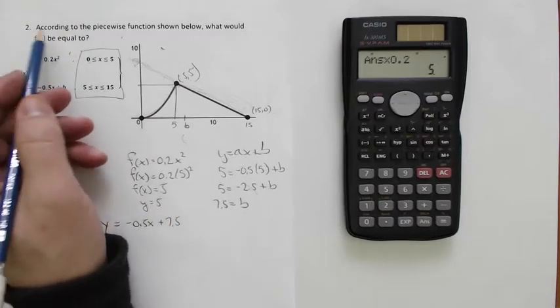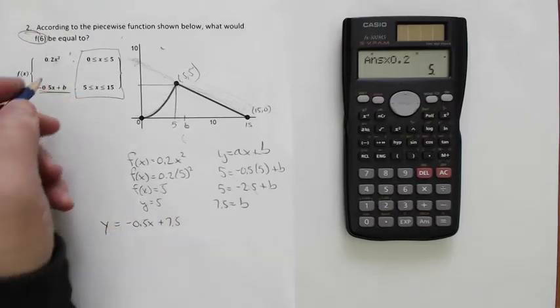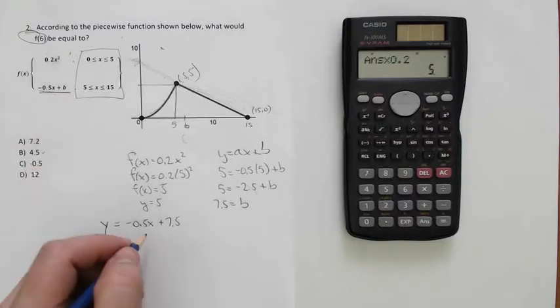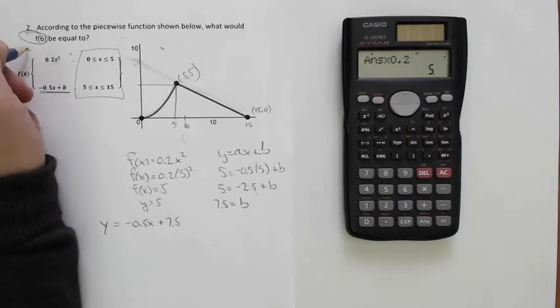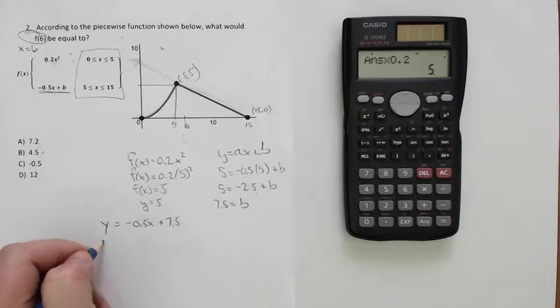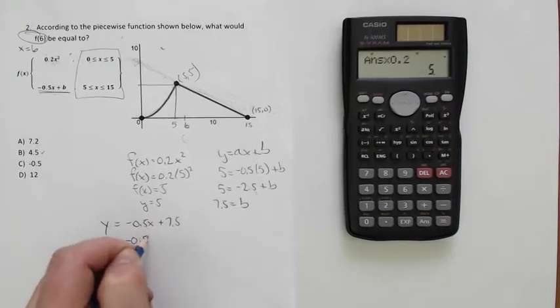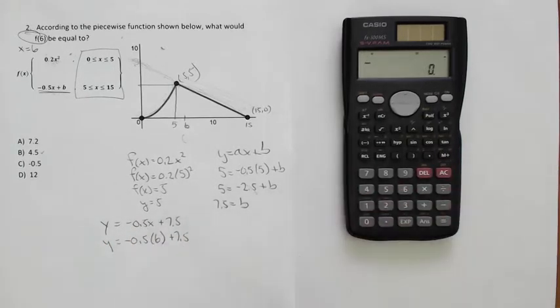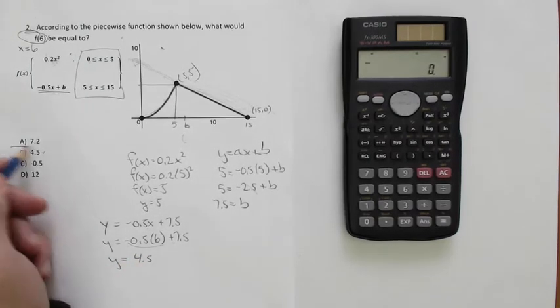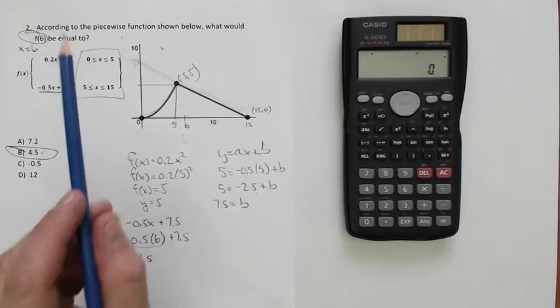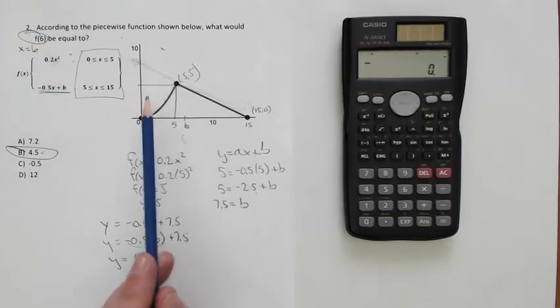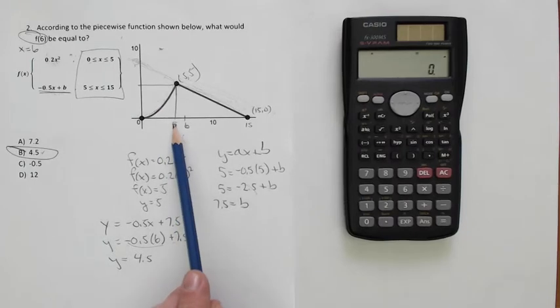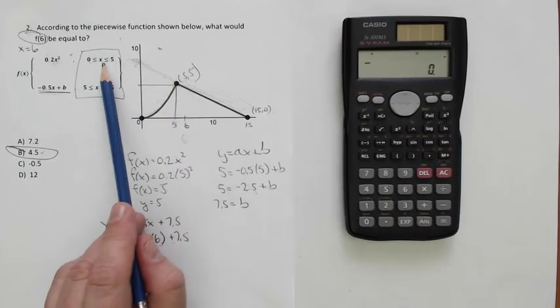And now I can answer the question. They want to know what f of 6 is. That's another way of saying, hey, when x equals 6. That's all that means. So negative 0.5x plus 7.5. When you do that, you're going to get negative 3 plus 7.5. Y is going to be equal to 4.5. The thing to understand is that the 6 had to get plugged into the line and not the quadratic, right? And what told me that was that 5 from the linear notation.